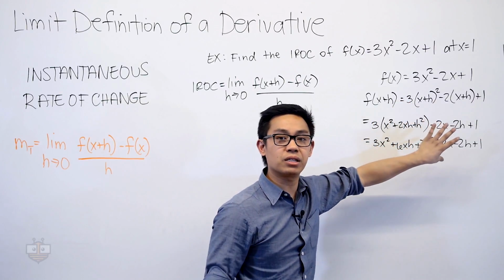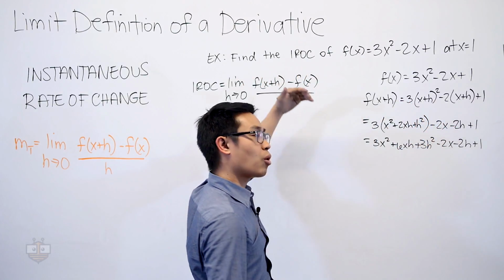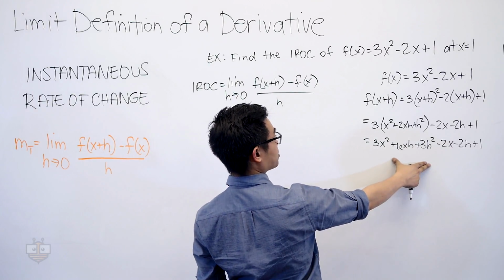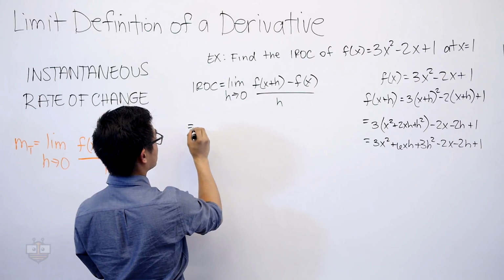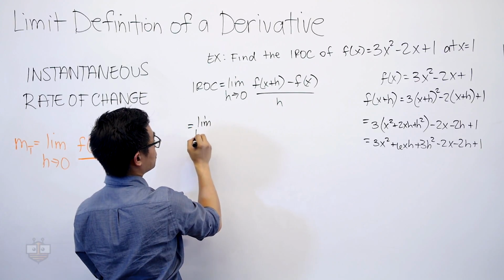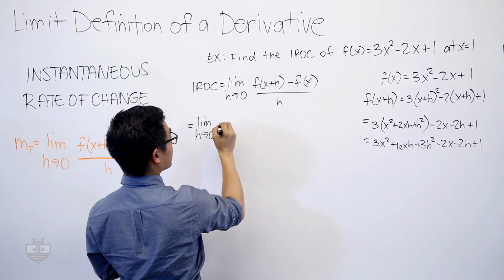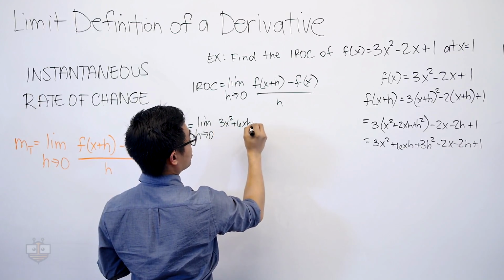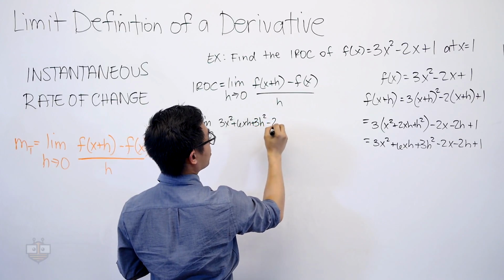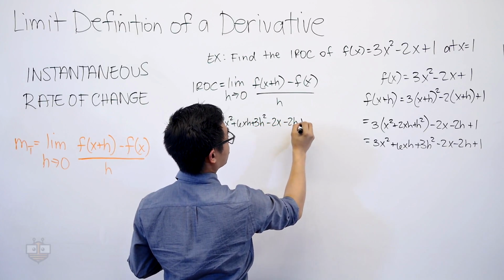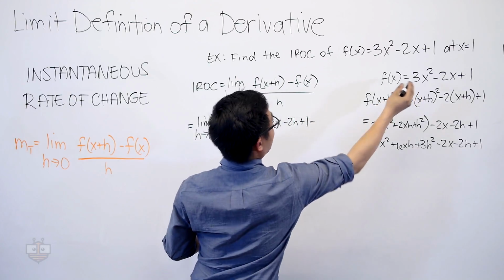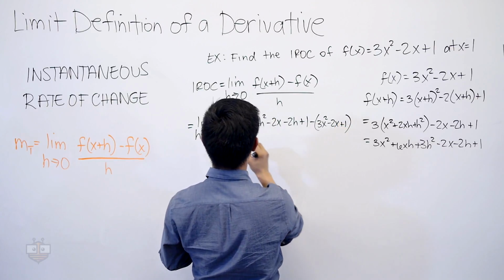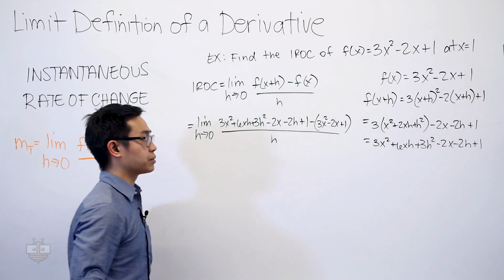It's a lot easier to expand and simplify here than over here, where we'll have to recopy the line over and over again. Now that we have an expression for f at x plus h and f at x, we'll be able to sub it in. So we'll get the limit as h approaches 0 of 3x squared plus 6xh plus 3h squared minus 2x minus 2h plus 1 minus f at x, 3x squared minus 2x plus 1, all over h.